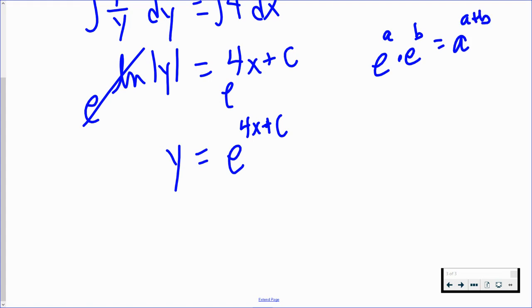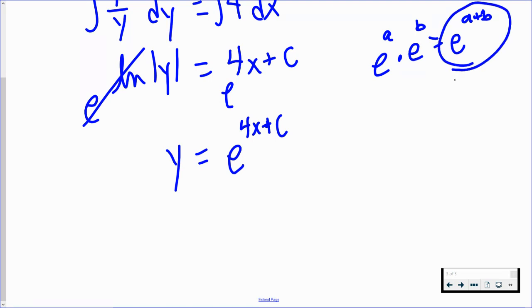e to the a plus b power, right? We can add those exponents. So we could also break those apart. If we start out with e to the a plus b, we could change that to be e to the a times e to the b.